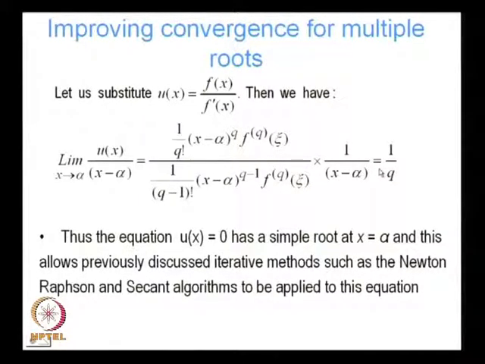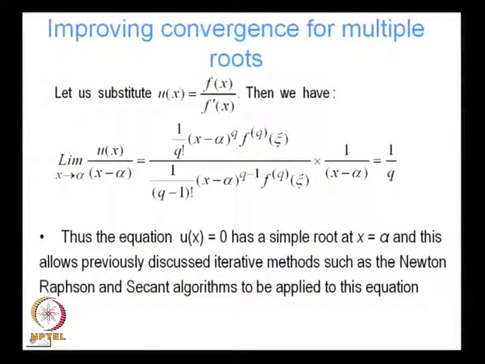So, what does that mean? That means that the equation u of x has a simple root at x is equal to alpha. Why? Because if I take u of x and divide it by x minus alpha, then in the limit as x goes to alpha, I am getting a constant. If this were not a simple root, there would have been other terms like (x minus alpha) on this side. I have got u of x, I am dividing it by x minus alpha.